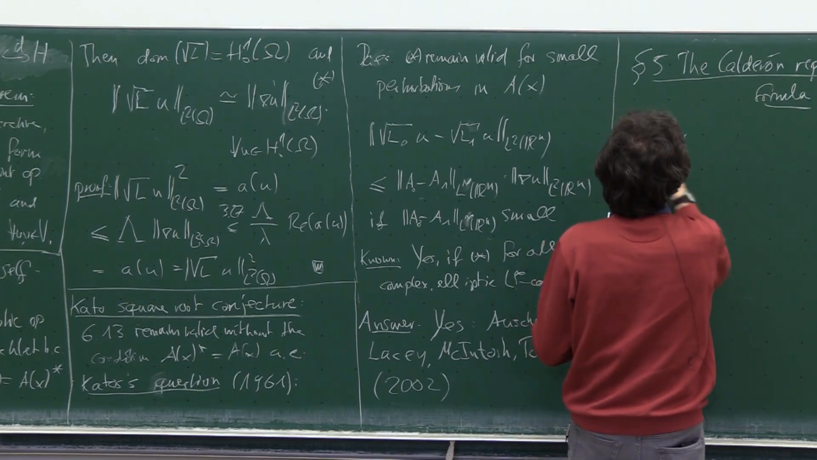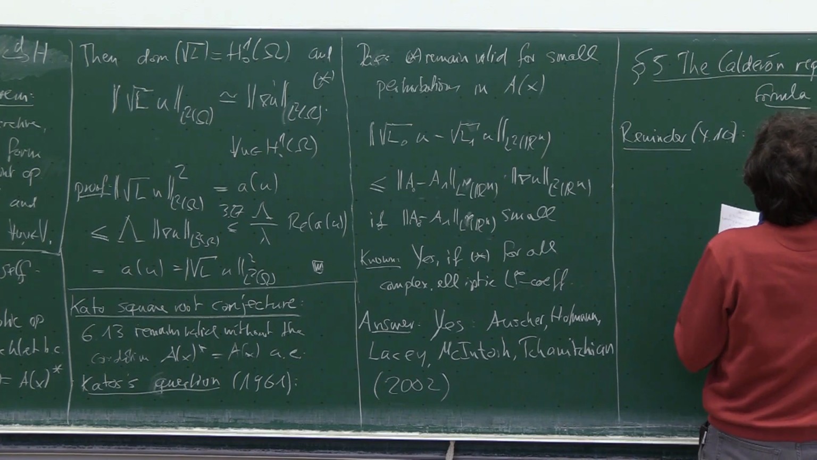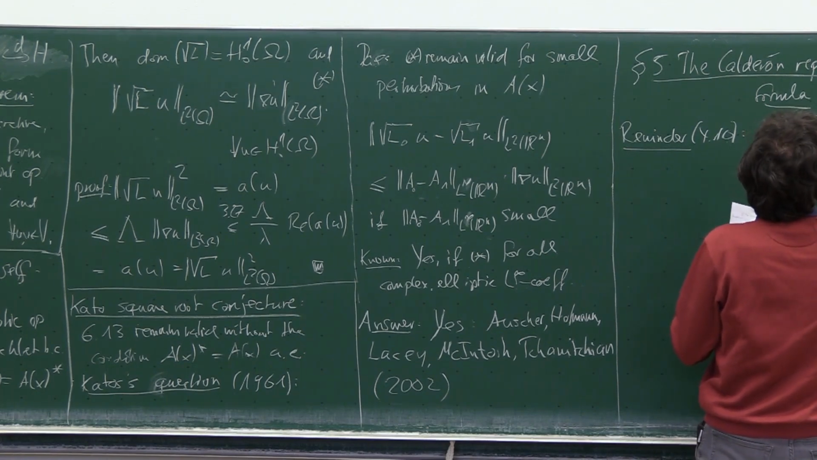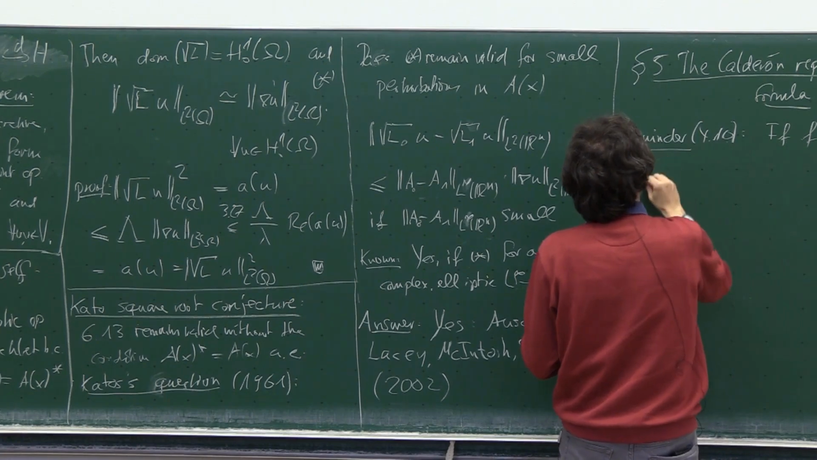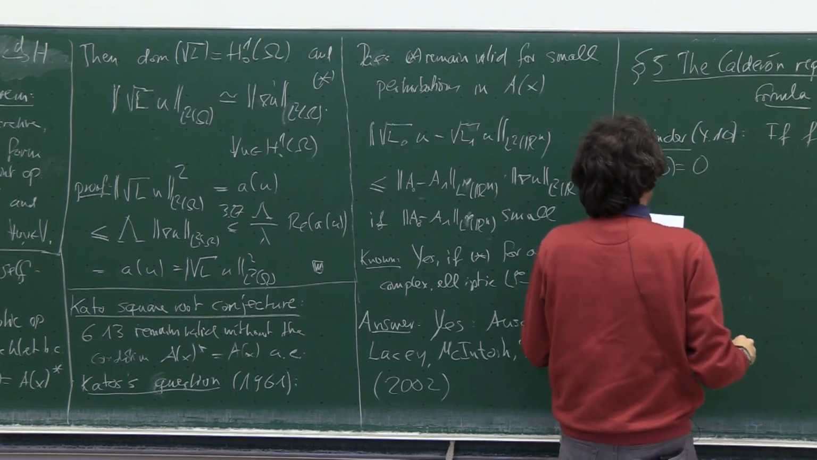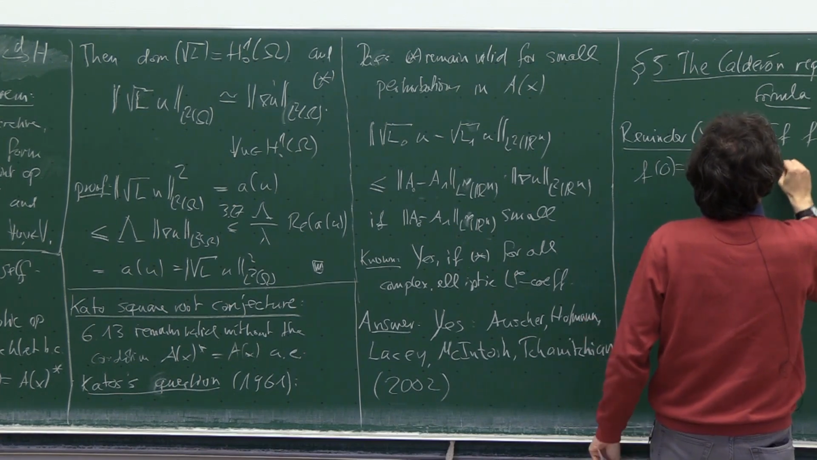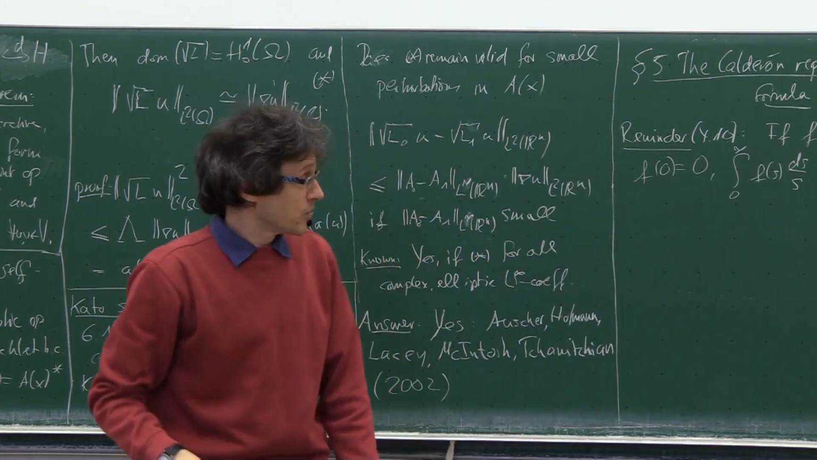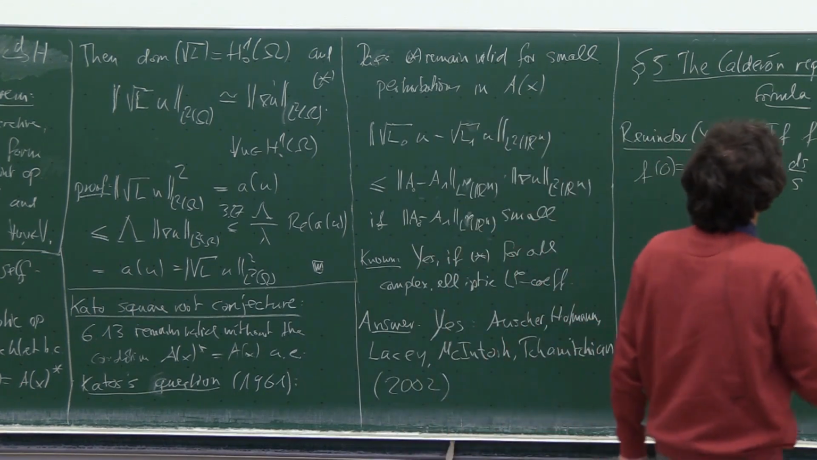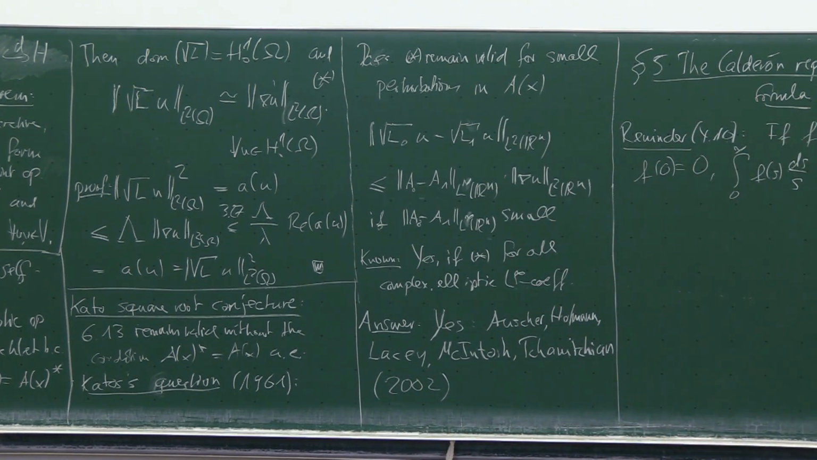So as a reminder, from chapter 4, this was 4.10, there we proved for the Laplace operator that if you have a Schwartz function, so a function in the Schwartz space, that is 0 at 0, and that is normalized in such a way that if you integrate f from 0 to infinity with respect to the measure ds over s, so our measure, that this is normalized to 1. And this is just a normalization.